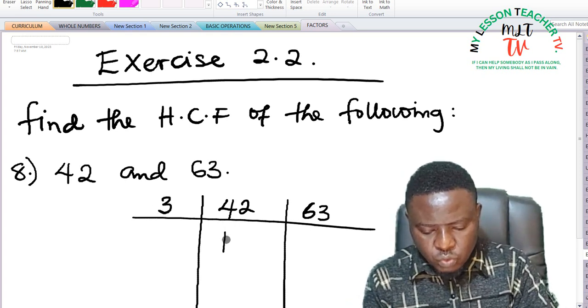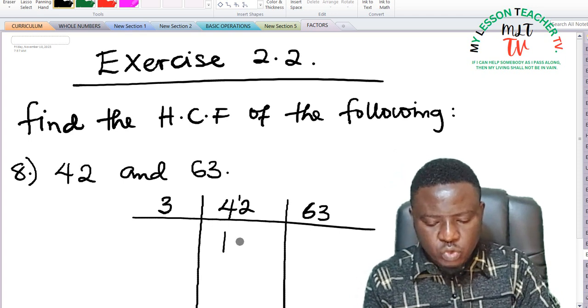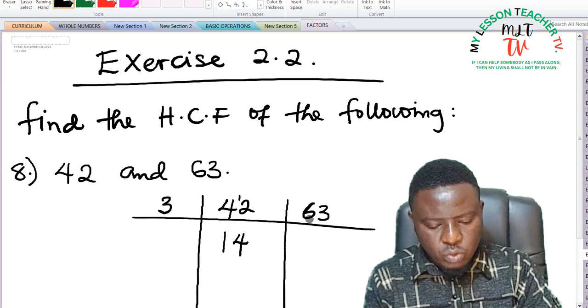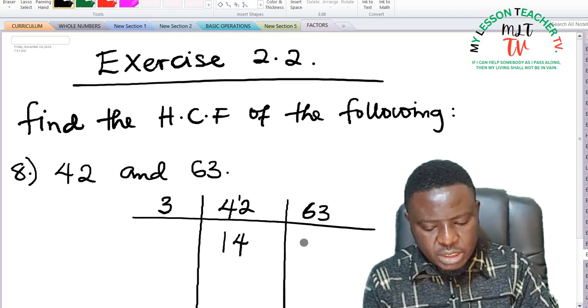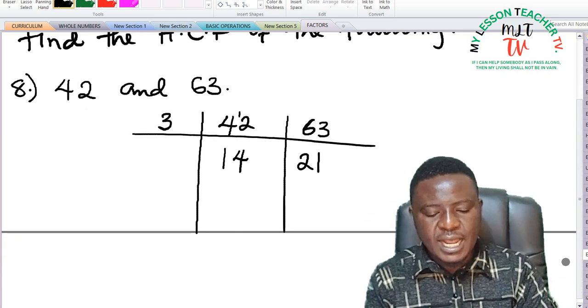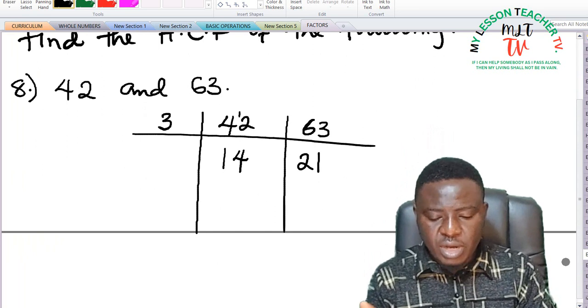3 into 4 is 1, remainder 1. 3 into 12 is 4. 3 into 6 is 2. 3 into 3 is 1. So we now have 14 and 21. Is there any other common factor?